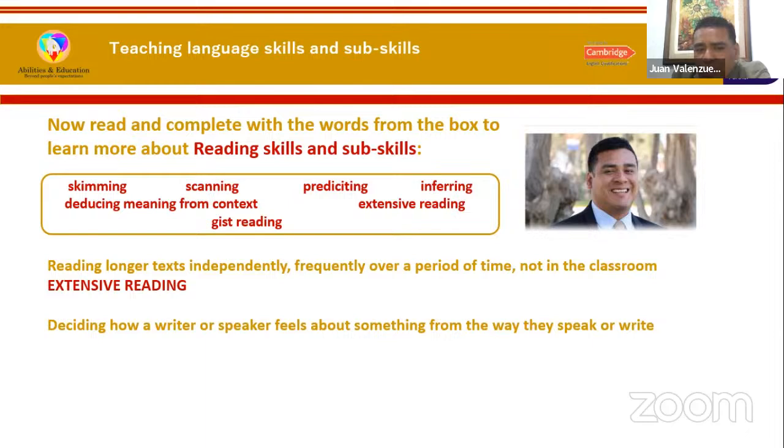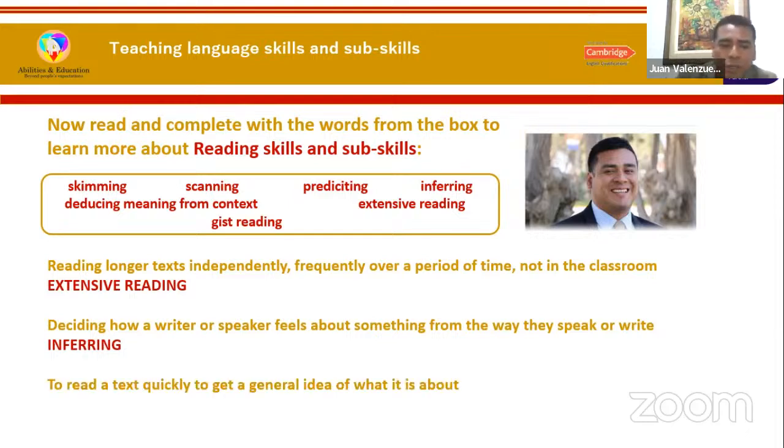Okay, deciding how a writer or speaker feels about something from the way they speak or write is, you don't know how they feel, how they write, and you don't see the speaker or the writer's face. So the only way you could tell what he or she is trying to say is by, excellent, Mariana. The only way you can tell how they are feeling is by inferring. Inferring is a difficult skill because it's not easy to infer. Sometimes when inferring or when having to answer questions about inference, the options look so tricky and we get confused. All right, but today I'm going to teach you how to do this with your students.